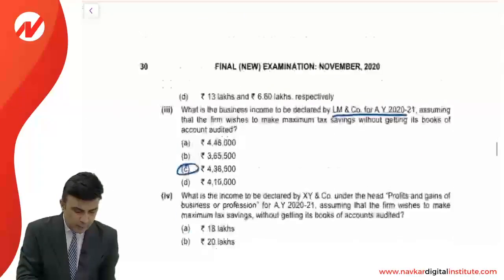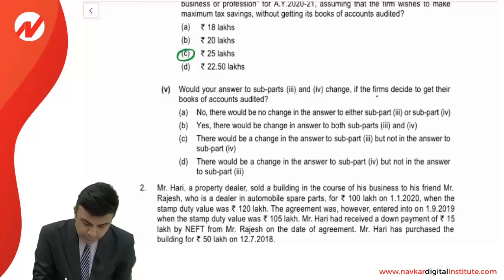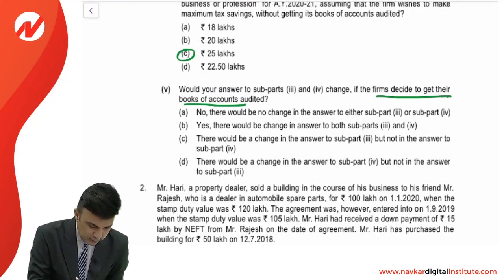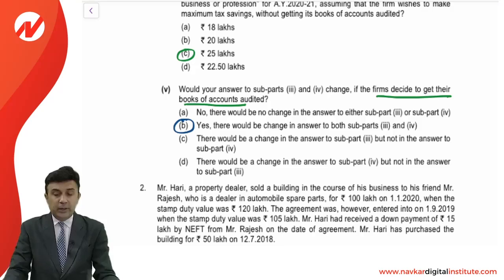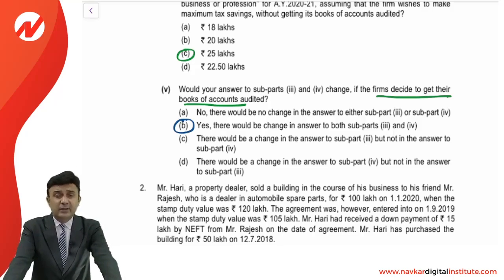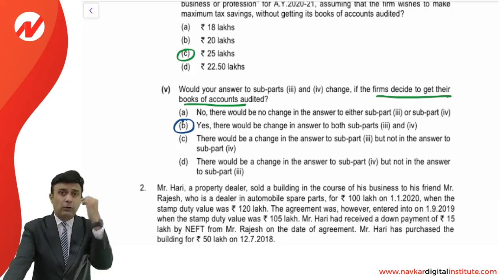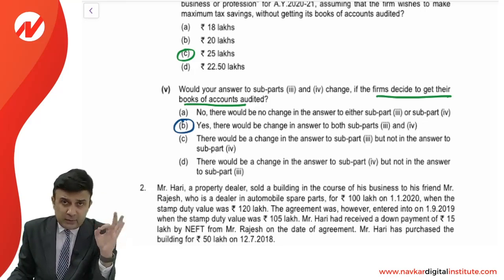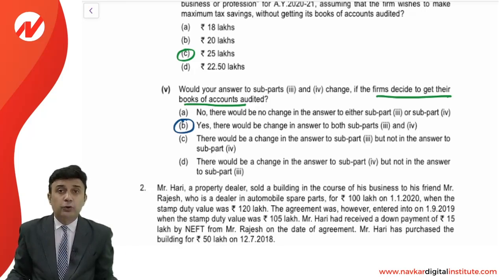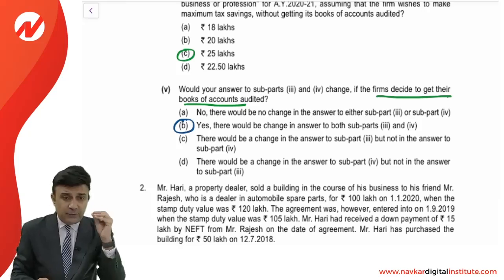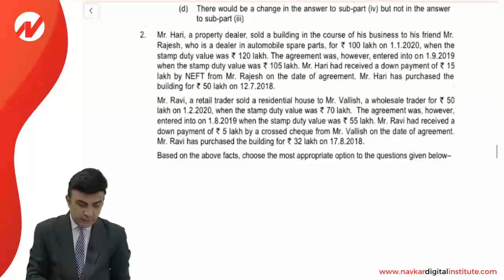So friends, I would be putting it this way: if the firm decides to get their books of accounts audited, then the answer in both the cases would be different, as your actual income is less than the presumptive income. As actual income is less than presumptive income, if you solve the sum as per actual, you have lesser income, you would get your books of accounts audited. Friends, this is my first one. 5 points I have covered here.